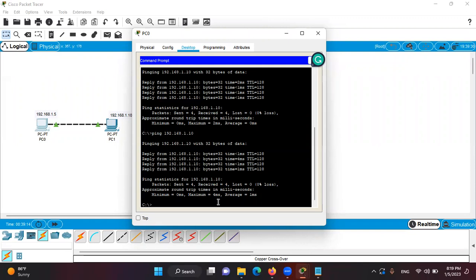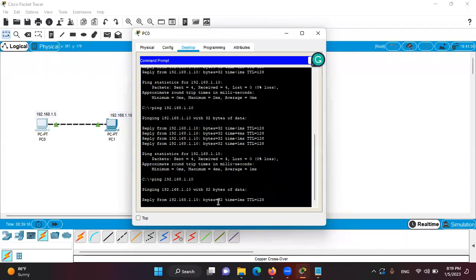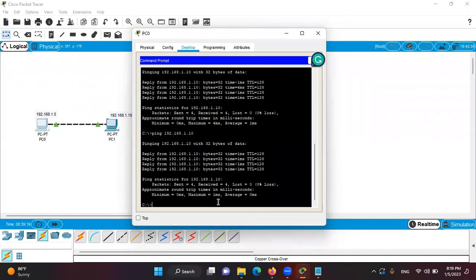Okay. Again. 1 millisecond, right? Or less than 1 millisecond. So like that we can check the connectivity.